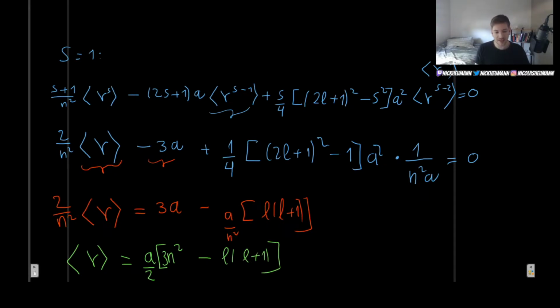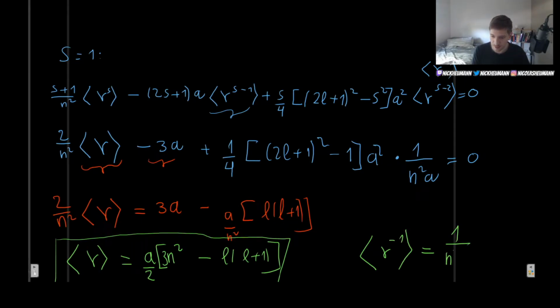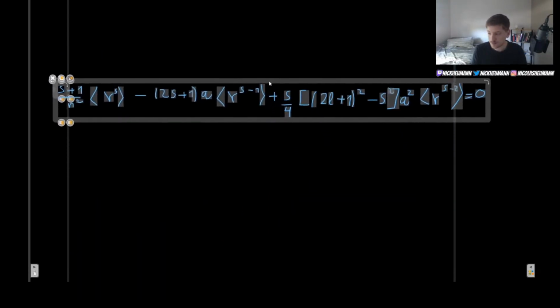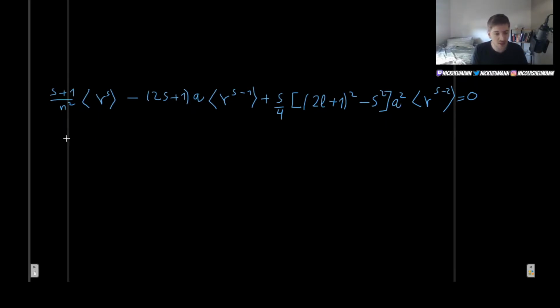All right, so that is the expectation value of r. I'm going to put a little box around it because we will certainly need it later. And I'll also write the expectation value of r to the minus 1 because that's going to come back soon. All right, great. So that's s equals 0 and s equals 1. Let's now go to s equals 2. So let's plug it in.